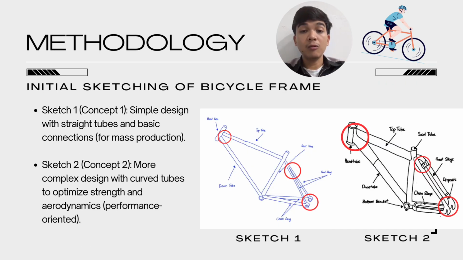Next, let's explain our methodology in more detail. First, we create three design concepts to compare, such as concept 1, the straight tube frame. This design uses straight tubes connected in a simple geometry. The main advantage is simplicity, making it easier and cheaper to manufacture, especially for mass production. Straight tubes are also easy to cut and weld during the assembly process, reducing production error.